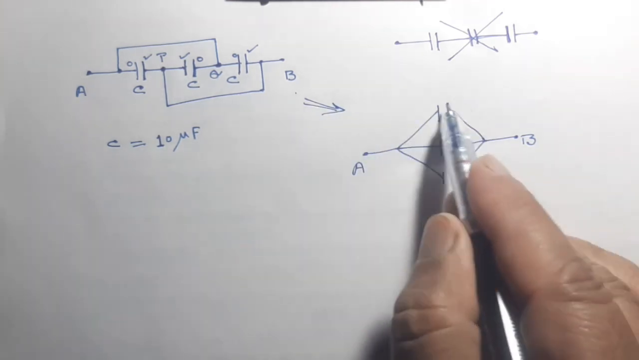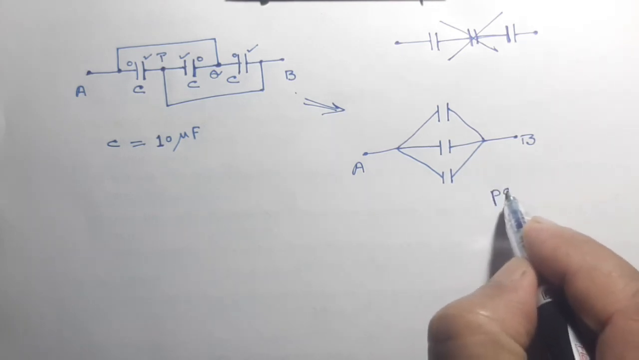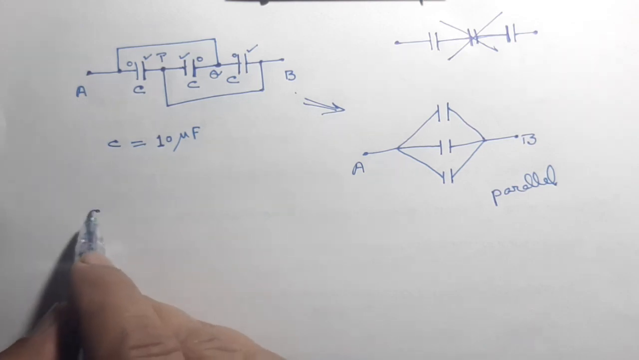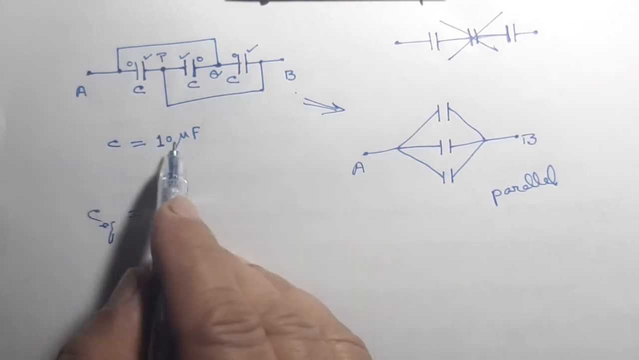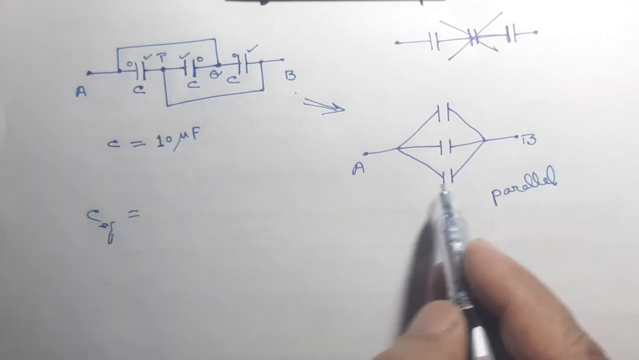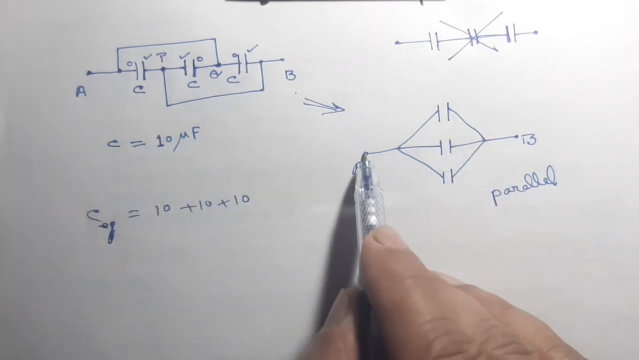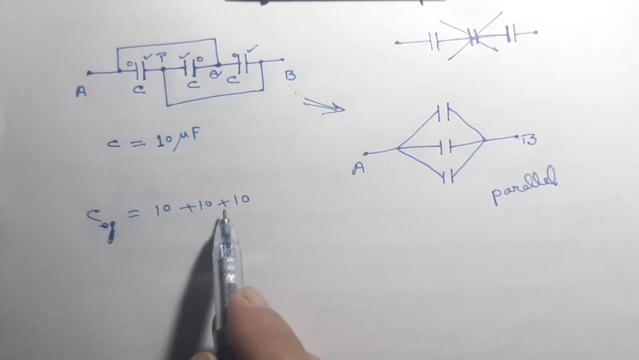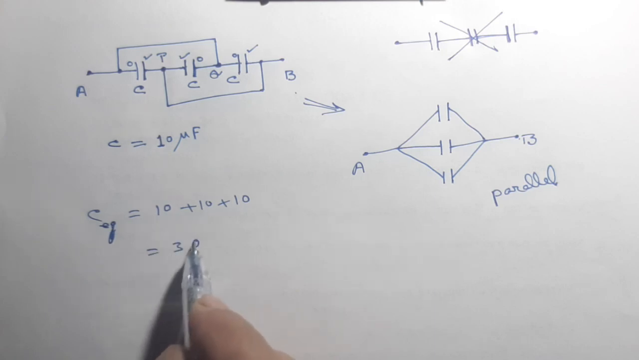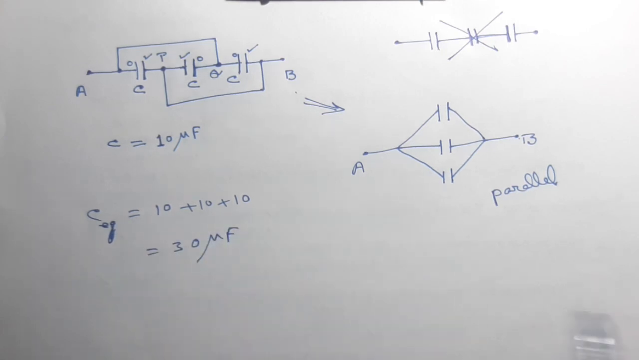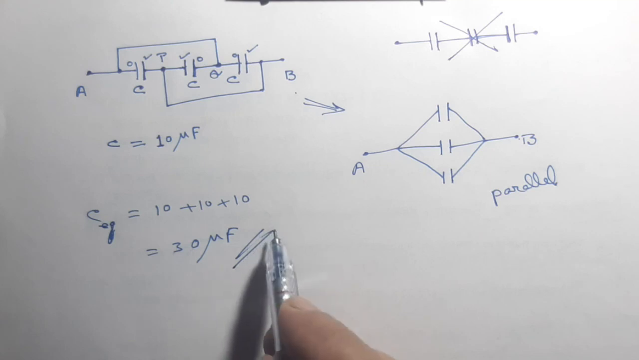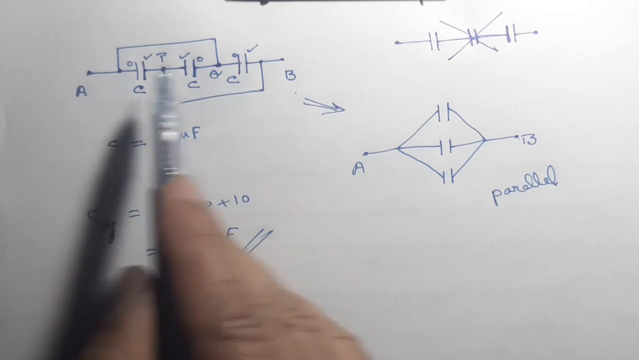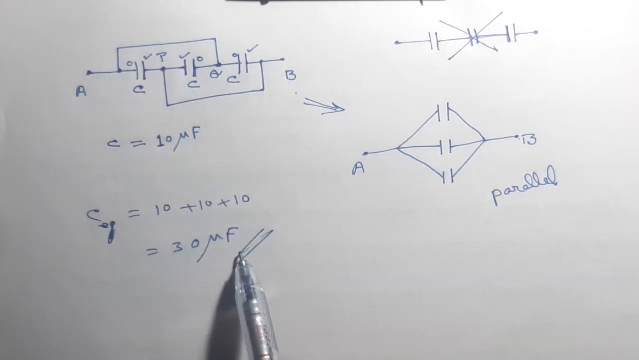Now we can easily see that these three capacitors are connected in parallel, right? So the equivalent capacitance, C equivalent, will be the sum of these three capacitors. So the equivalent capacitance between points A and B will be 10 plus 10 plus 10. So that means 30 microfarad. So the answer to this question is 30 microfarad. That is, the equivalent capacitance between point A and B is 30 microfarad. Clear?